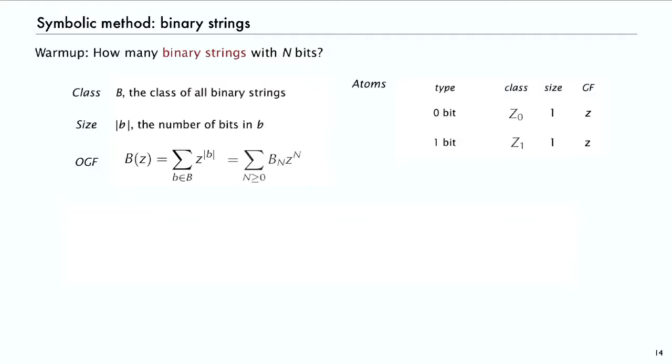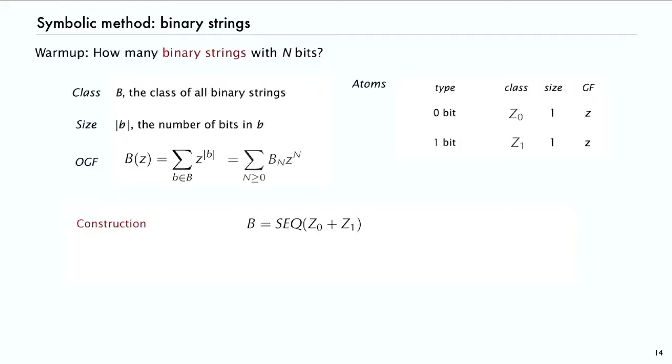So how many binary strings with n bits? Well, a binary string is a sequence of 0 and 1 bits. That's the definition of binary strings. And now we go to the transfer theorem. Z0 plus Z1 is 2Z.